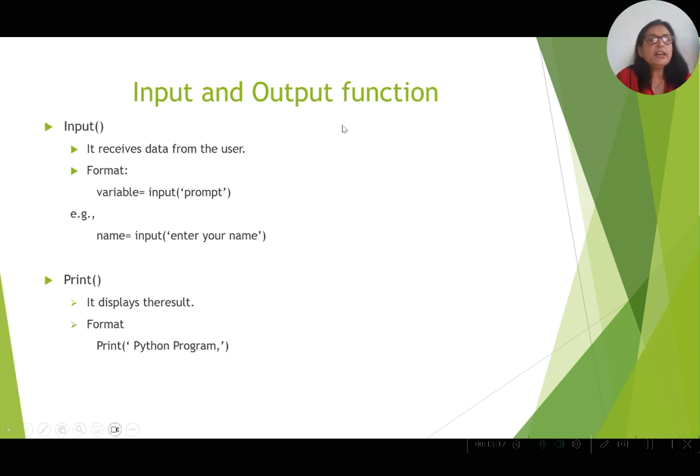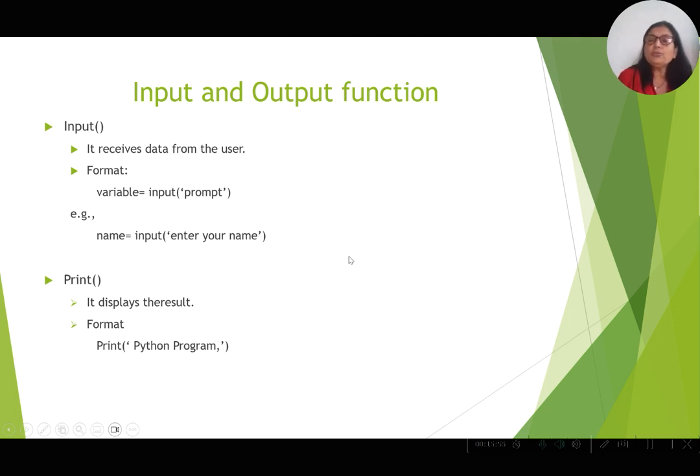Here the input function receives the data from the user. The format is variable equal to input prompt. Example: name equal to input, enter your name. Now how can you display? By the print function. It displays the result. The format is print, and the message, or you can give a variable, or any string, or any expression.